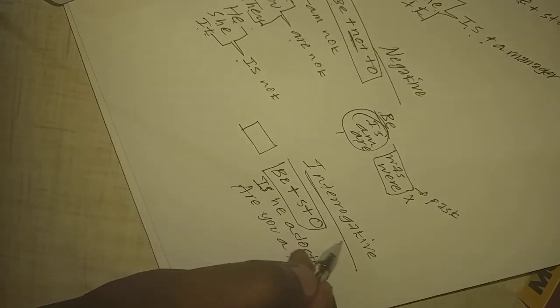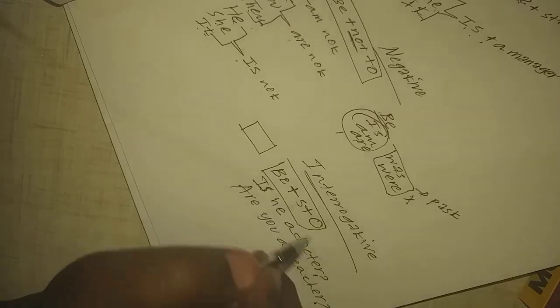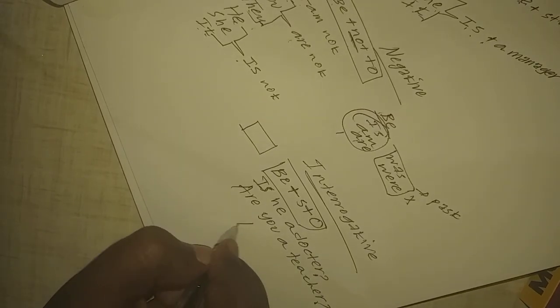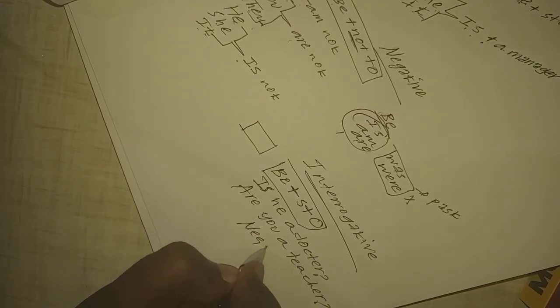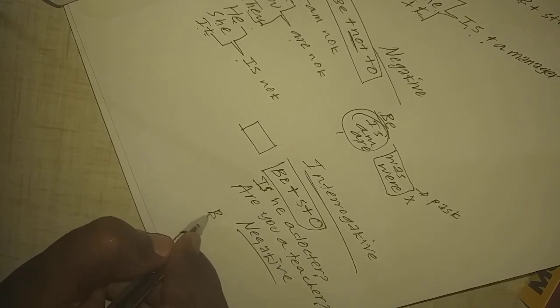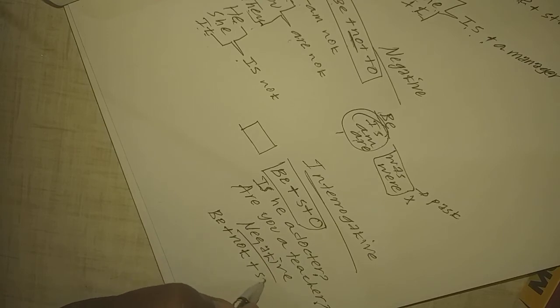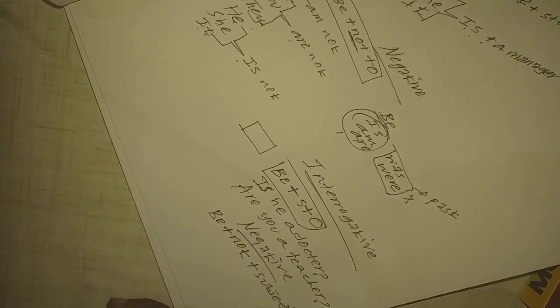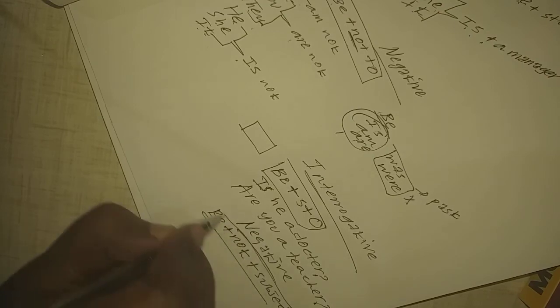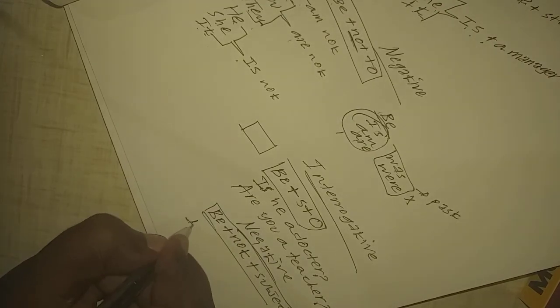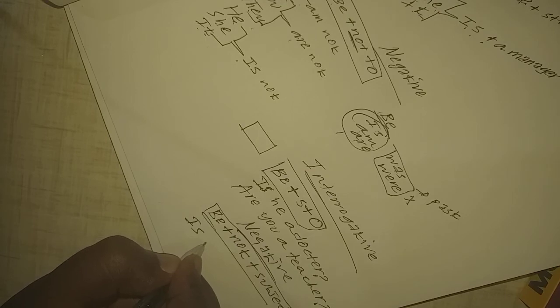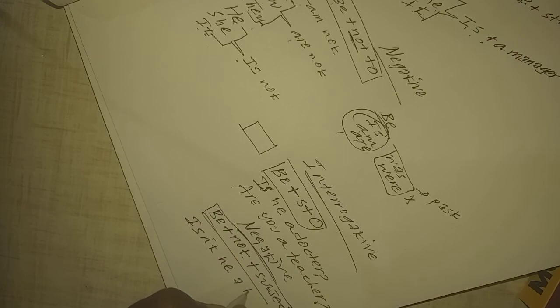This is the interrogative affirmative sentence. Interrogative negative sentence, the general formula is be plus not plus subject. For example, is plus not: is not. Isn't he a doctor?